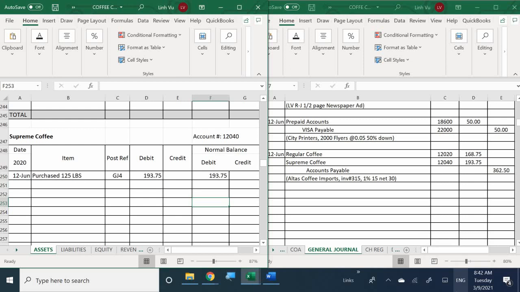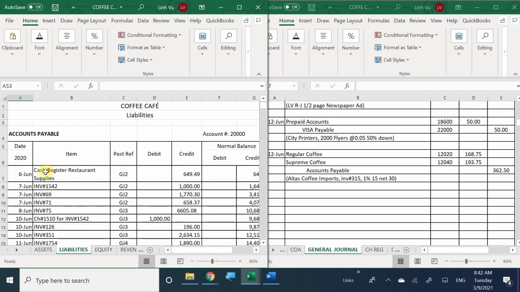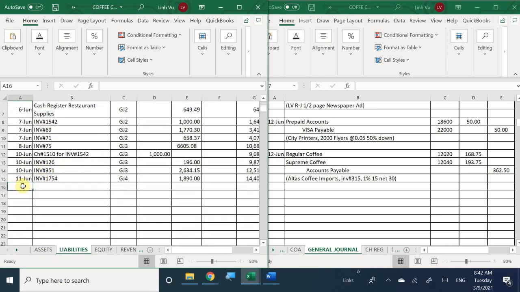So expect that into the future, we will be making changes and adjustments to this particular ledger. All right. And then lastly, I need to update my accounts payable because I owe money. So scroll up to the accounts payable.